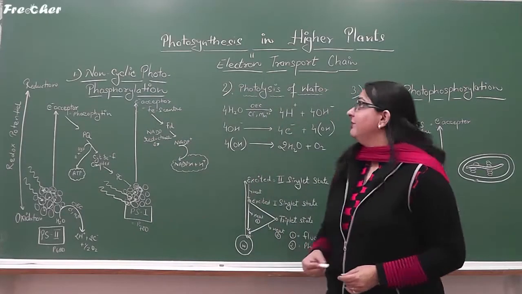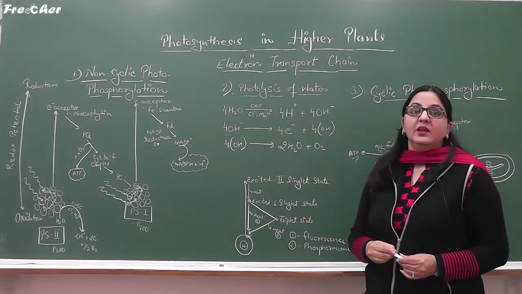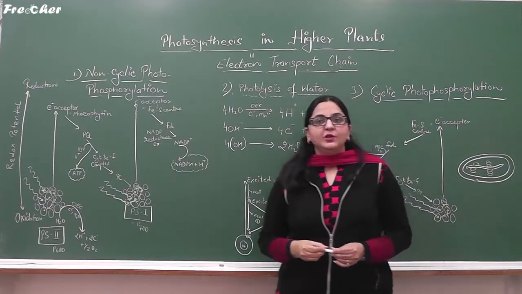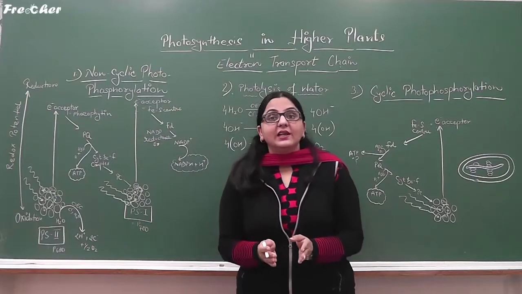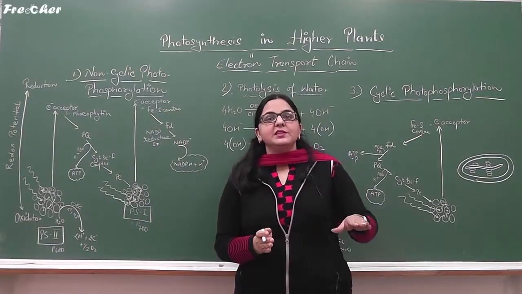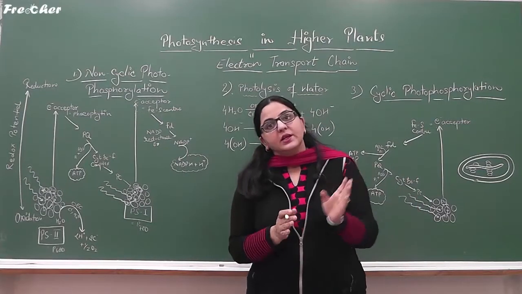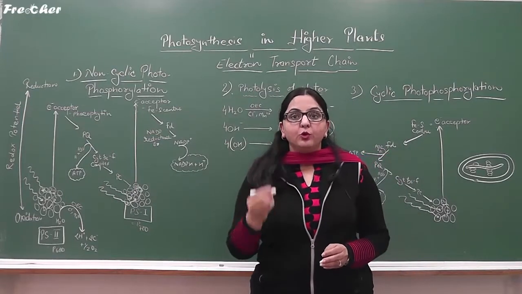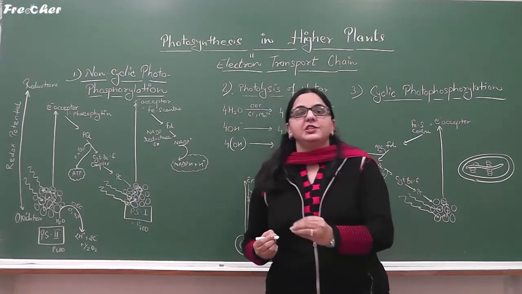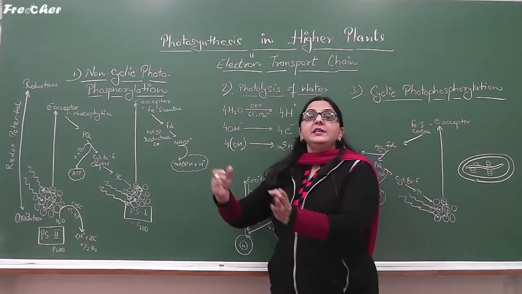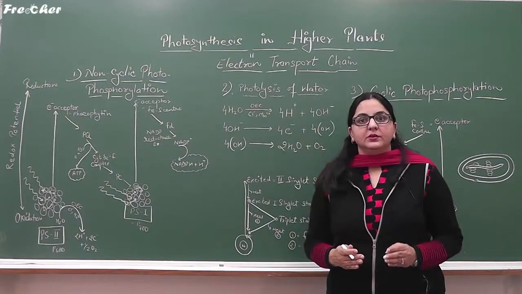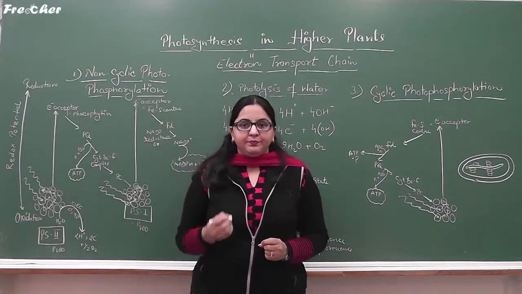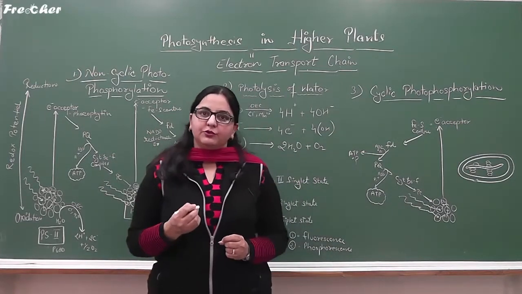Welcome students. Today we will discuss the electron transport chain under the big topic of photosynthesis in higher plants. As we know, photosynthesis is the synthesis of carbohydrates in the presence of sunlight and inorganic components, due to the formation of an electrochemical proton gradient which generates due to a series of electron carriers. By using these, we prepare ATP by the process of photophosphorylation.